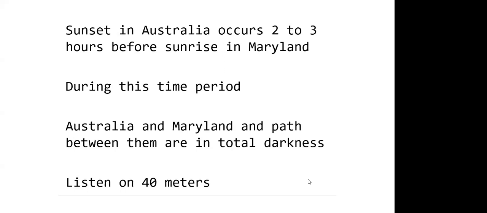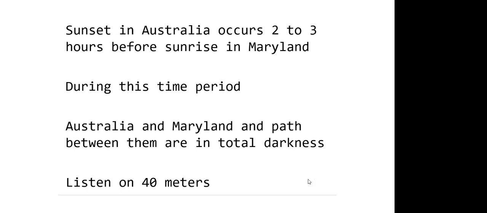Sunset in Australia occurs 2 to 3 hours before sunrise in Maryland. During this time period, Australia and Maryland and the path between them are in total darkness. 40 meters is a nighttime band. So listen on 40 meters during this time.